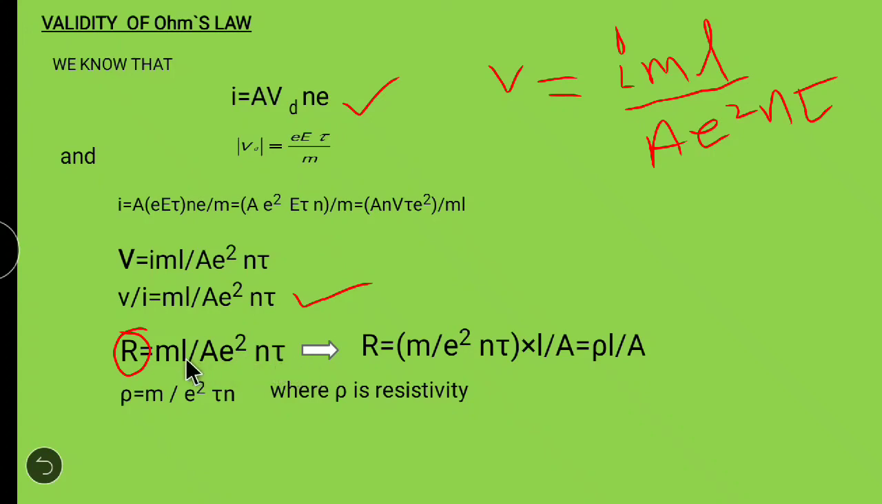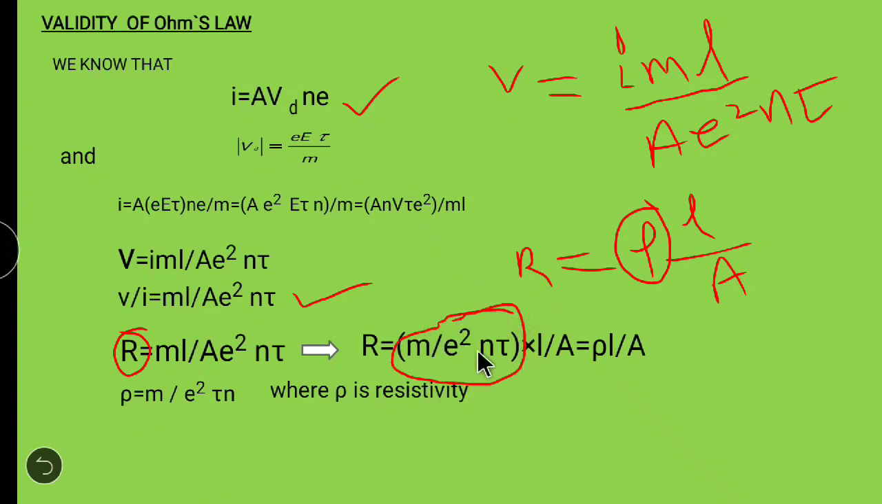So students, see here, m upon e square n tau into L upon A. You have been taught in class 11 the formula R is equal to rho L upon A. Rho L upon A. So see here, this formula is same or not? Only we will have to keep the value of rho. This value of rho we will keep here, and this formula will become same as this formula.